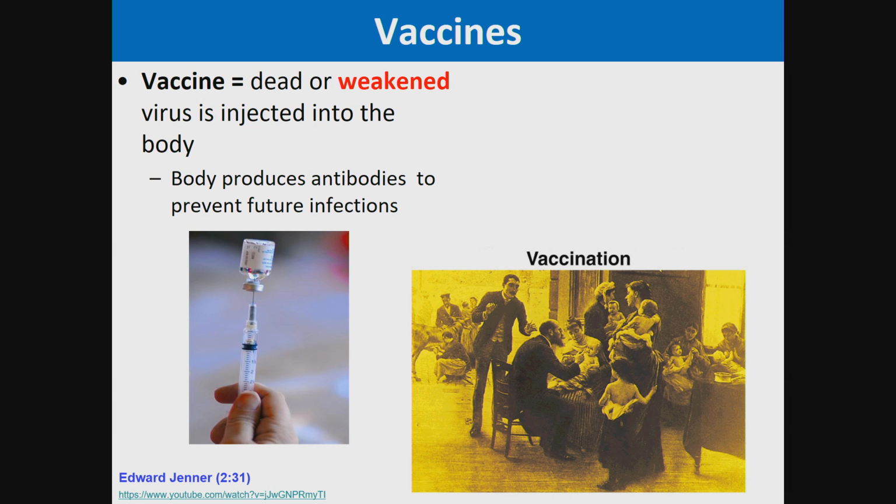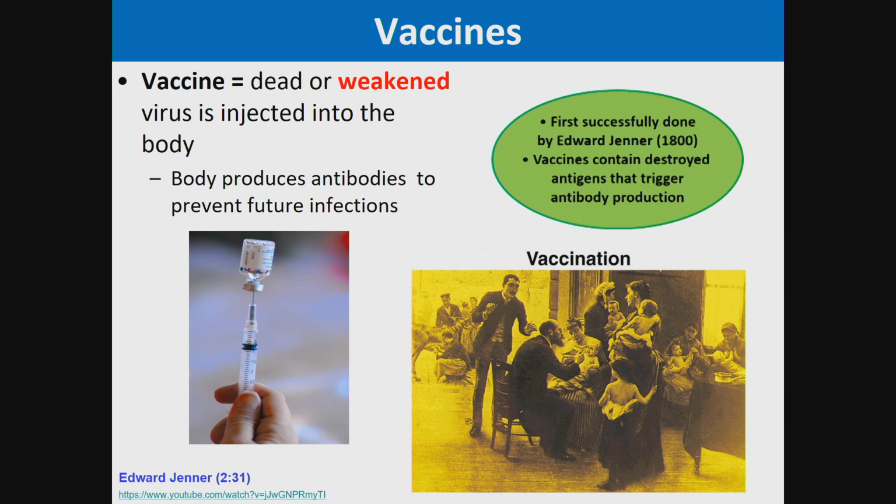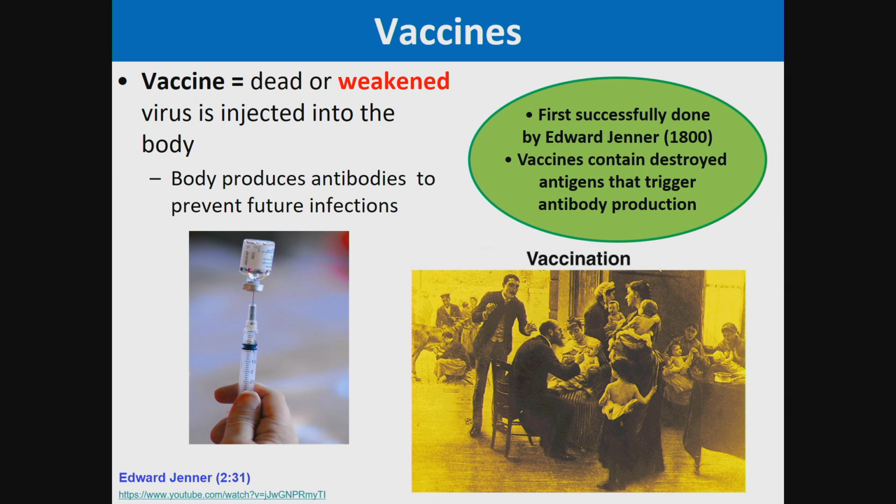Vaccines are dead or weakened virus injected into the body. The body produces antibodies to prevent further infections. It was first successfully done by Edward Jenner. Vaccines contain destroyed antigens that trigger antibody production. So a person makes antibodies against the disease without becoming sick from the disease.